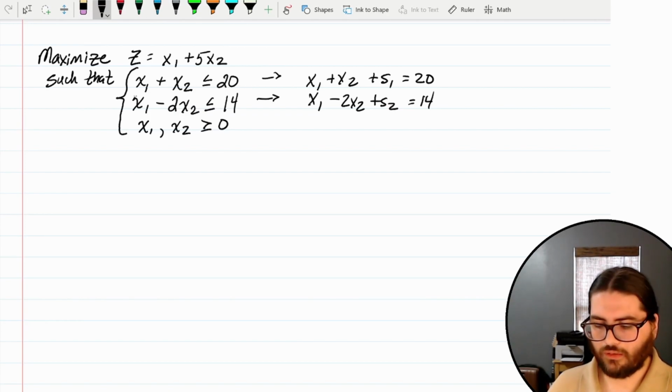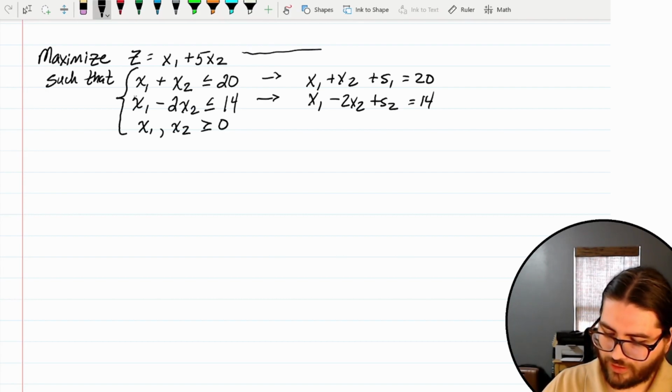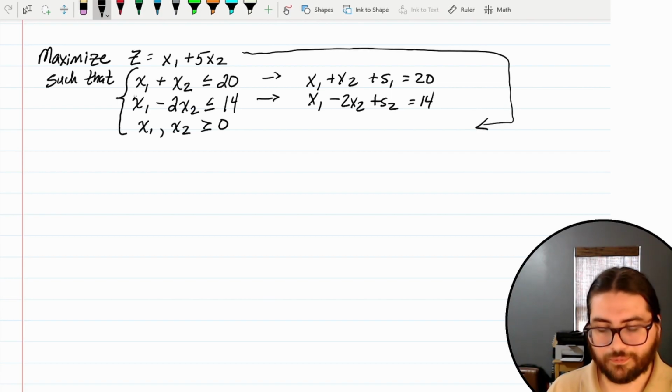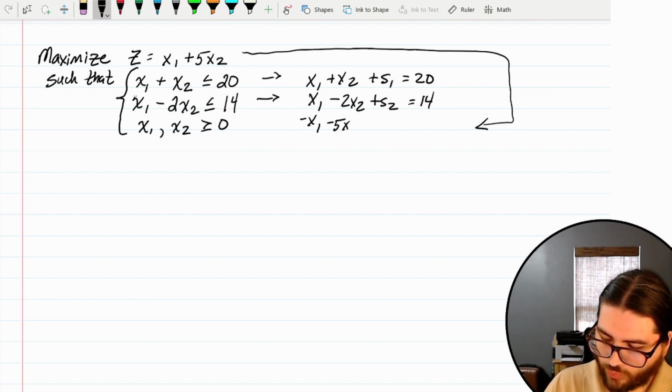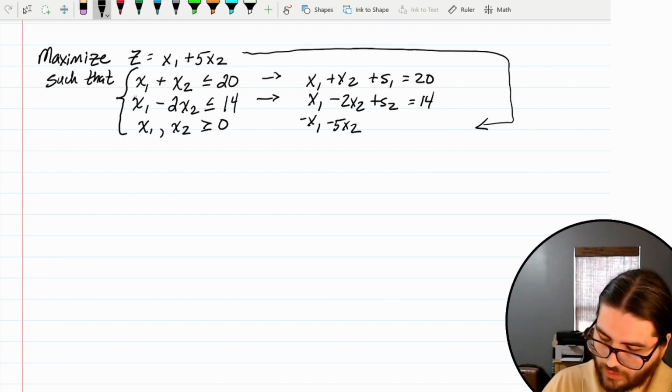Step 2 is now format your objective function in such a way that it can go into the matrix. And I apologize, the objective function usually goes at the bottom. So I'm going to put it at the bottom. And that would be minus x1 minus 5x2, because remember, I moved them all over to the left side of the equal sign, plus z equals 0.